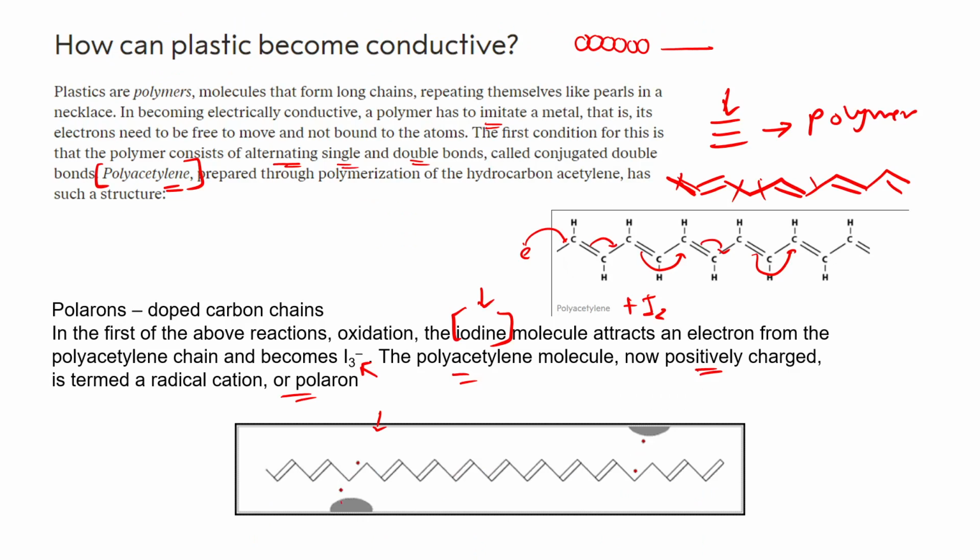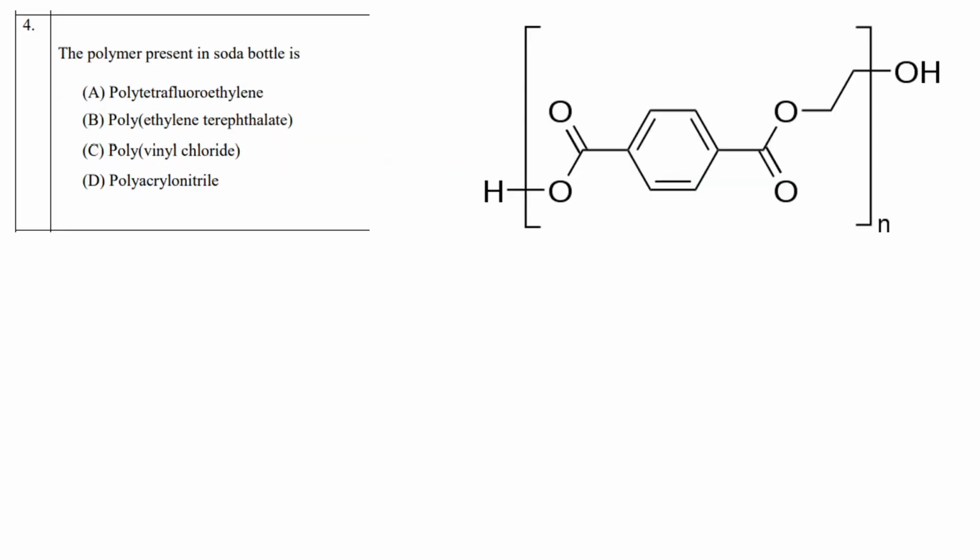We have now discussed how they developed this. Again, it is information based, so you need to know that. Next, the polymer present in soda. For that, the option would be this one: polyethylene terephthalate. This particular polymer is particularly used for this. The structure, if you see, is this one. For this, the monomer units, let me write them.